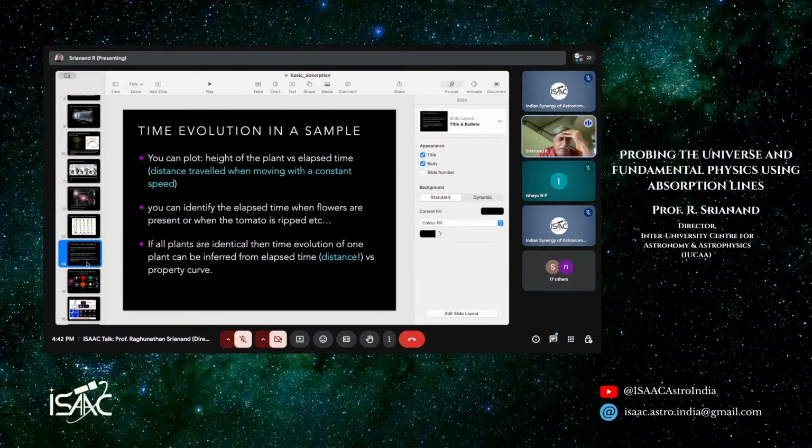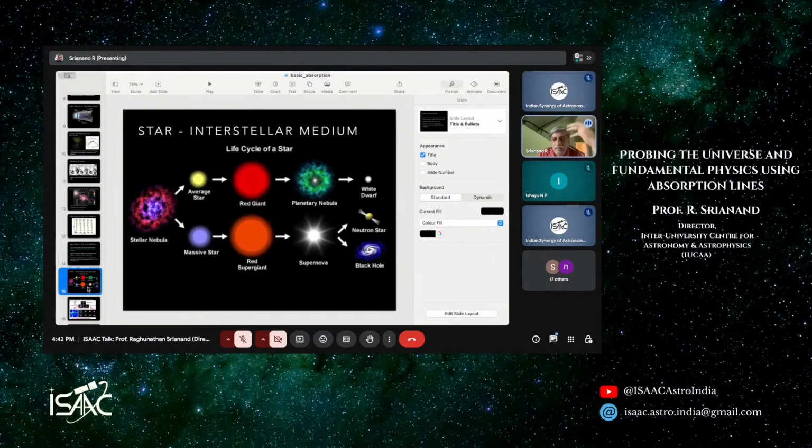I already explained that, so maybe I'll skip this and just see. This is what can change during the travel of a photon. This is what I am explaining to you. For example, a star can become completely different.